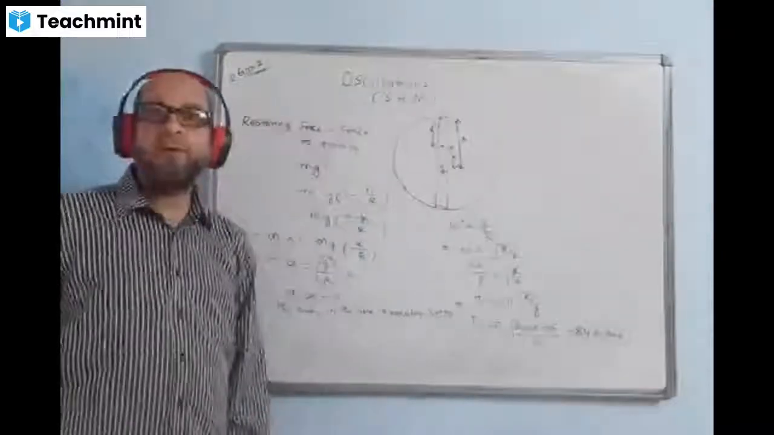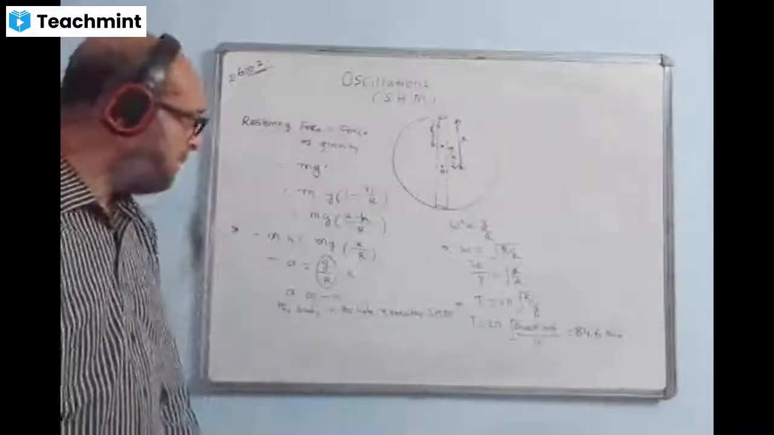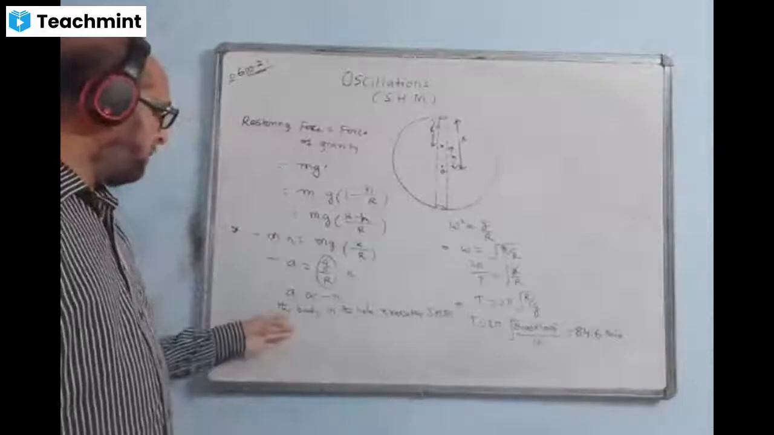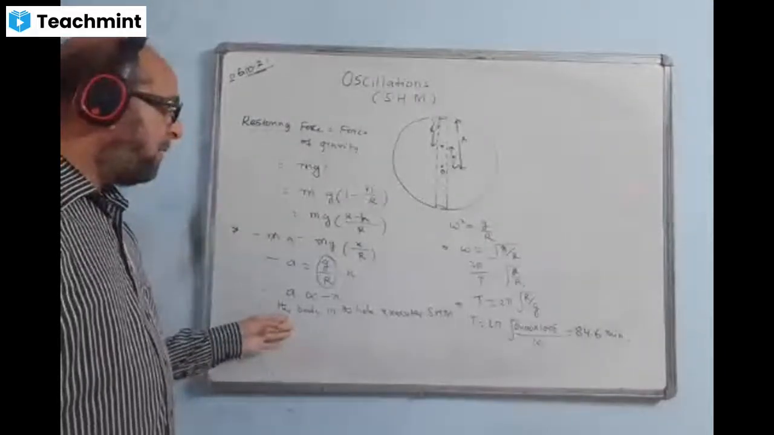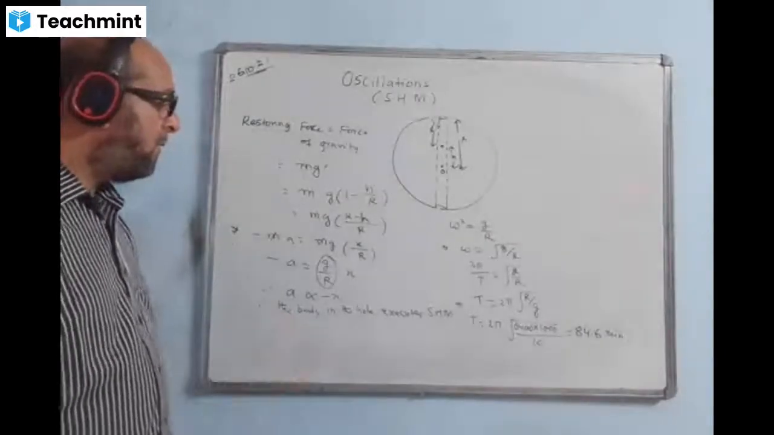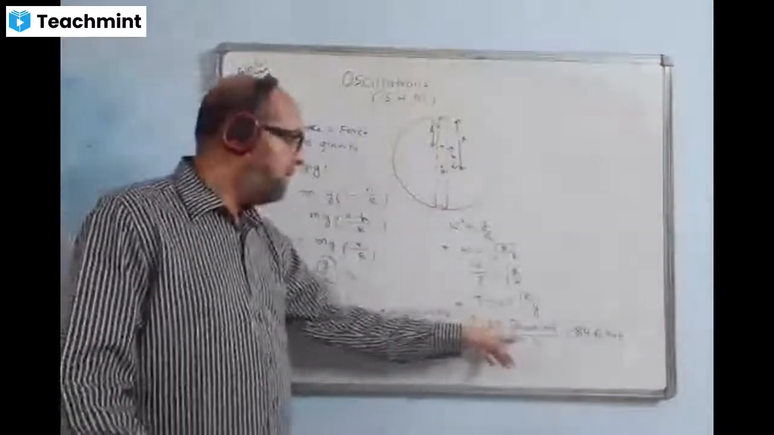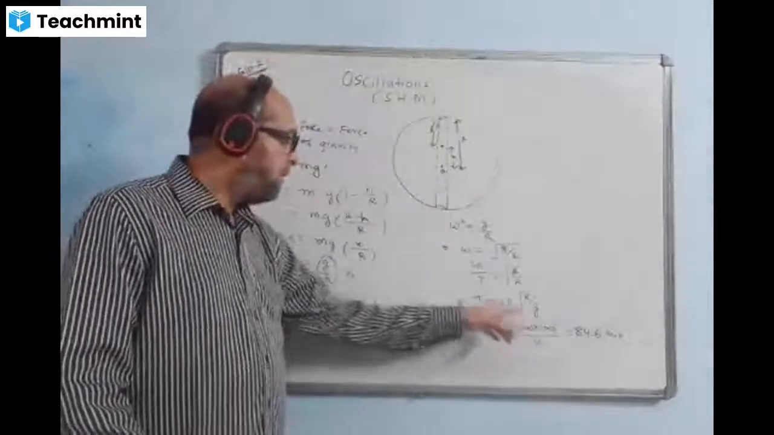Sir, can you explain the last line? Because the motion is to and fro motion. What is the last line? This line. T equals 2 pi. Yes, sir.